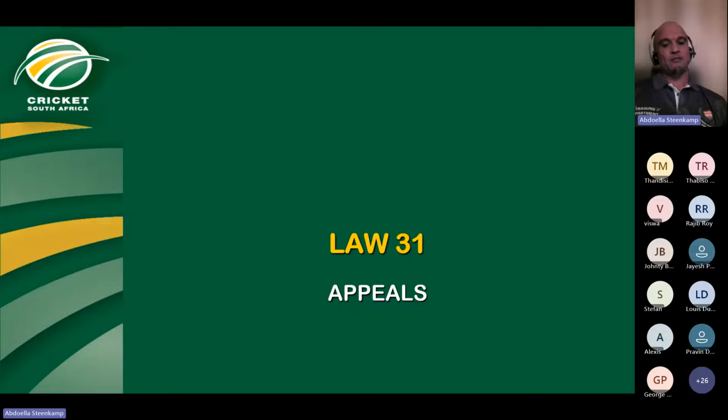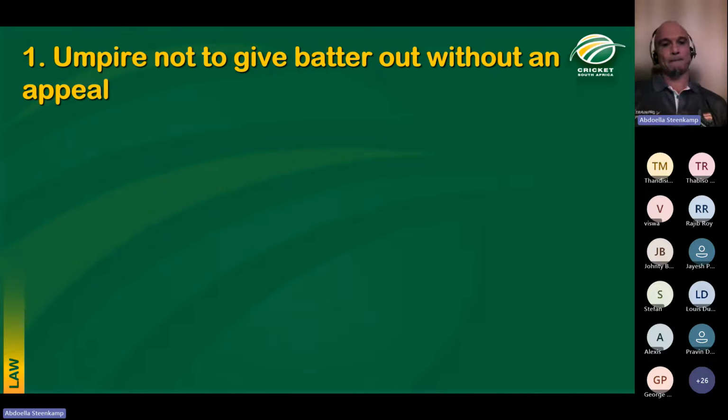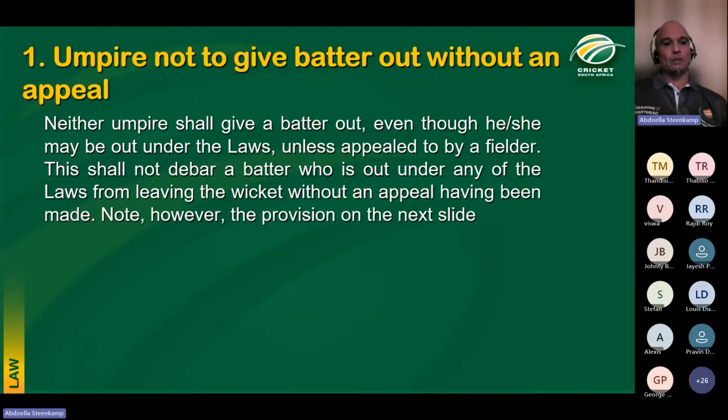The last law that I'm covering for this evening is appeals, and after this I will open the floor for Q&A. The umpire is not to give a batter out without an appeal. There must be an appeal by any member of the fielding side for the umpire to give the batter out.